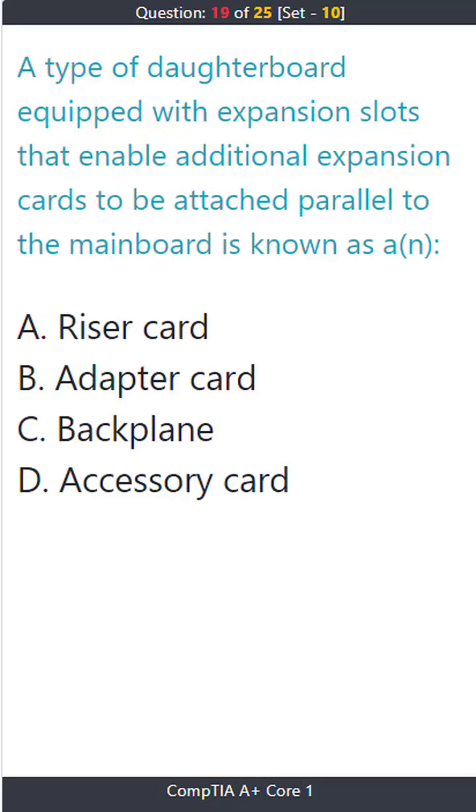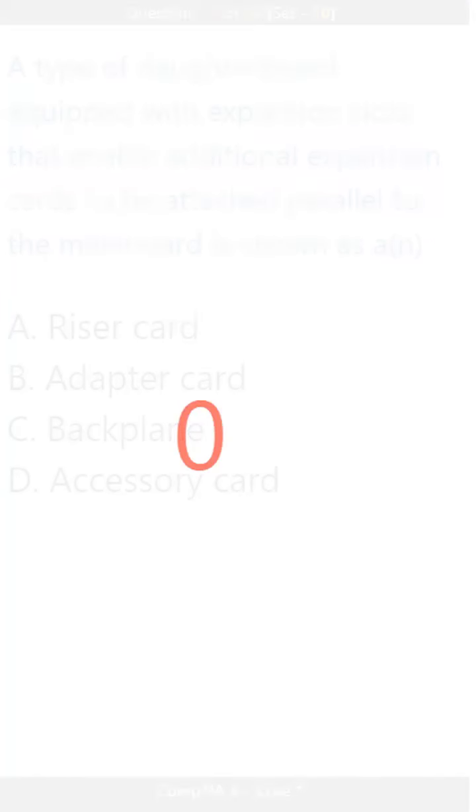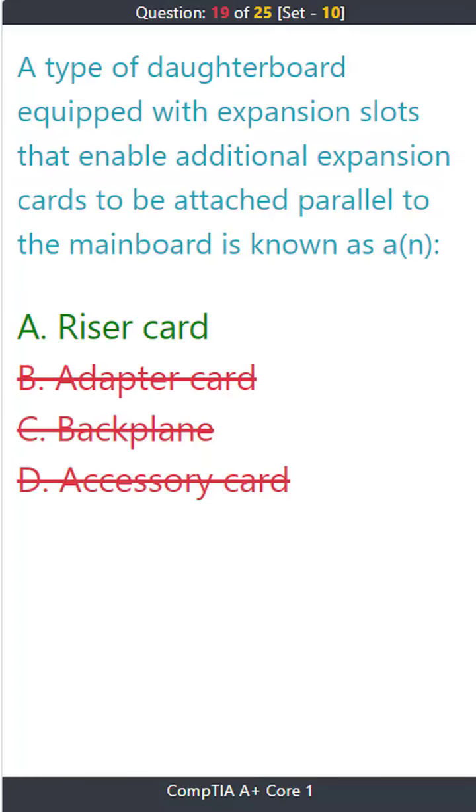Question 19. A type of daughterboard equipped with expansion slots that enable additional expansion cards to be attached parallel to the mainboard is known as A. Riser card, B. Adapter card, C. Backplane, D. Accessory card. The correct answer is A. Riser card.